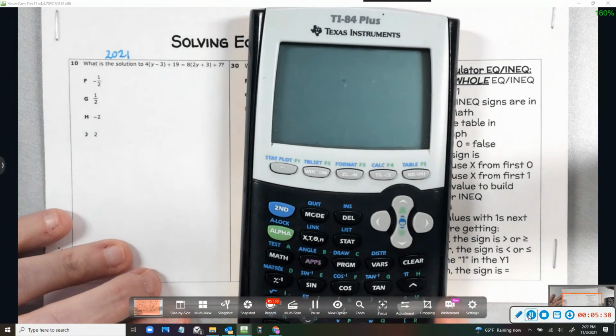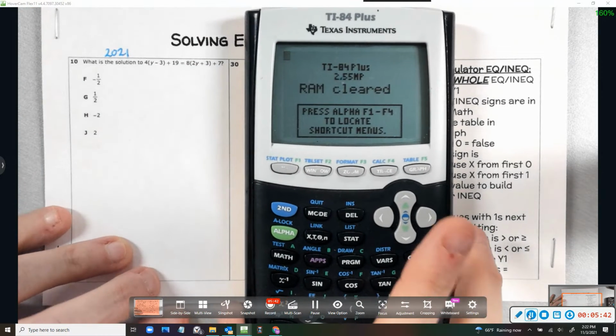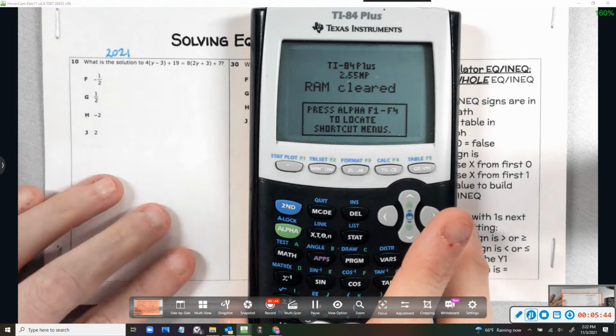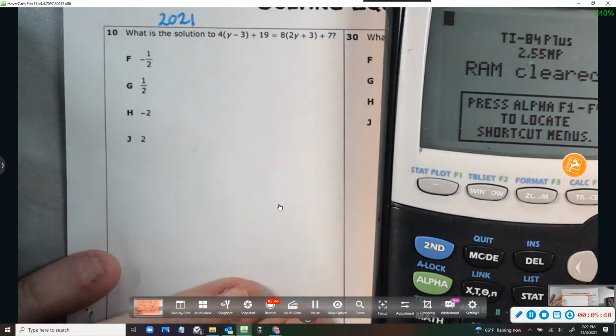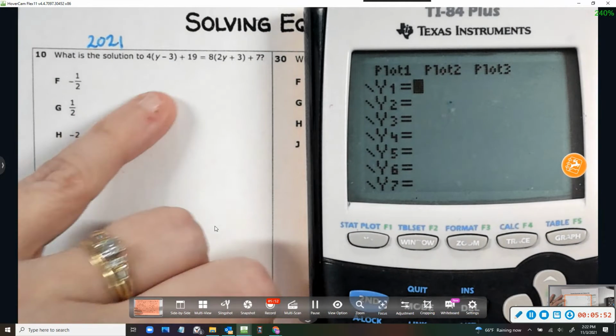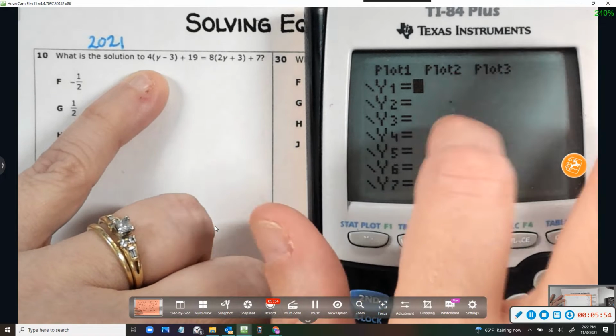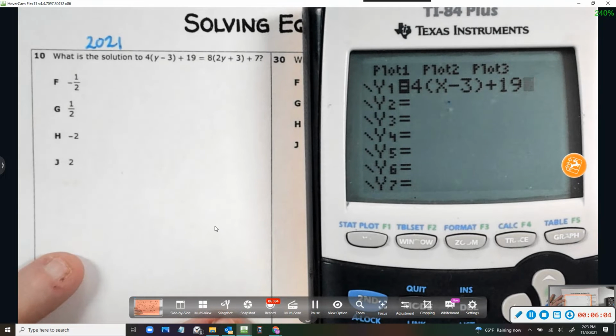All right? So first I'm going to clear RAM because I don't know what else I've got in there. Okay, I'm going to start by putting this equation into my calculator. So I go to y equals, and obviously I'm not going to use y, because the only thing I can put in here is x. So I'm going to do 4 parentheses x minus 3 close parentheses plus 19. Now I just told you to put the entire equation in the calculator in y1.